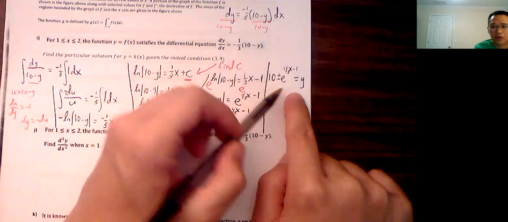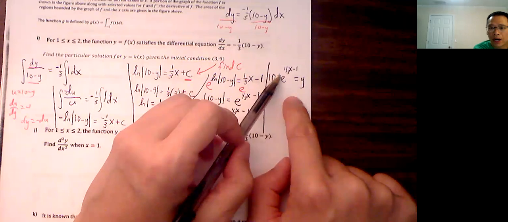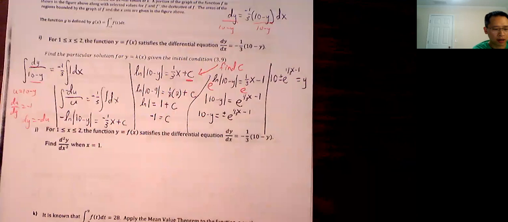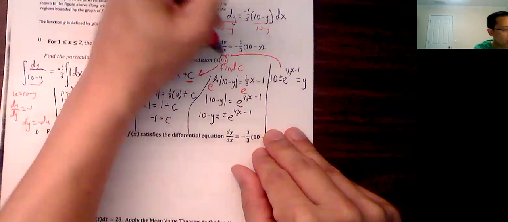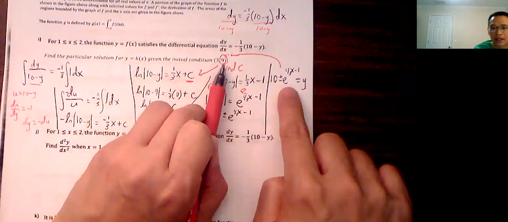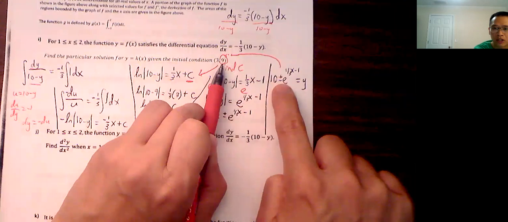Okay, so we have one more decision that we have to make, and that is, do we keep the positive or the negative version, right? Since these are really two separate answers. The way that we tell is we look back to our initial condition and we look at the sign of the y value. Whatever the sign of the y value is, that's the sign you want to keep. So if that's a negative 9, then we want that to be a minus e. If that's a positive 9, then we want it to be a positive e. So it's a positive e then.